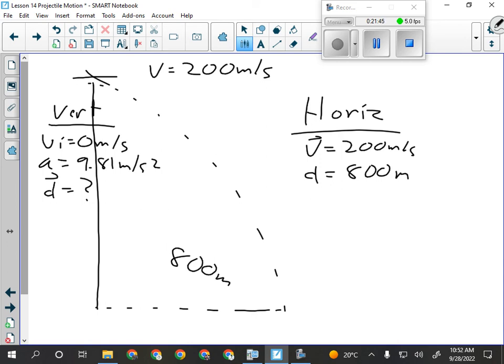If I want to find vertical displacement and I have VI and A, what don't I have? Time. So I need the time. Can I get it with my horizontal information? Yep. So, time to the ground, 4 seconds. So it wasn't 8 seconds.